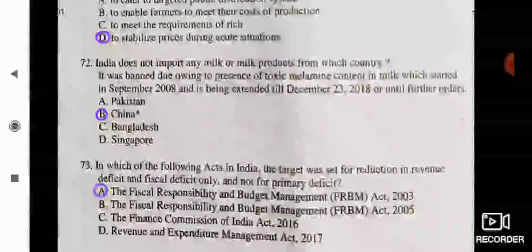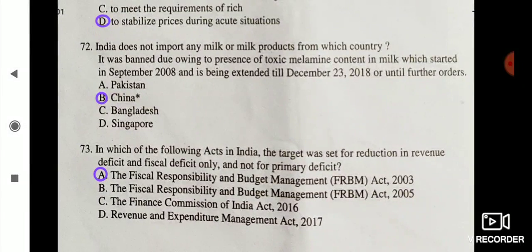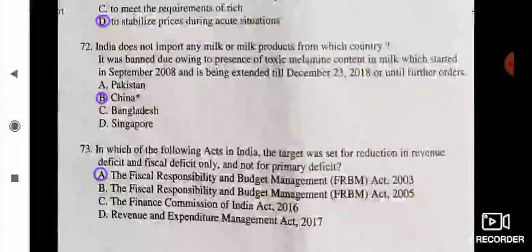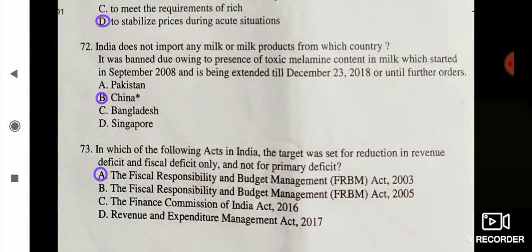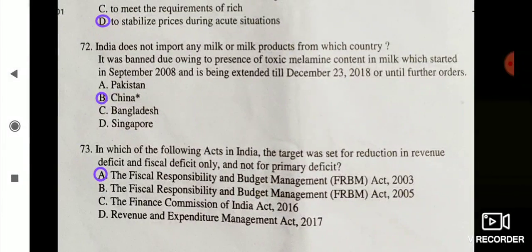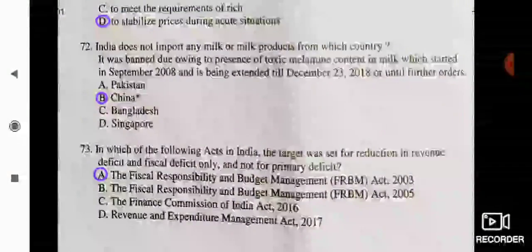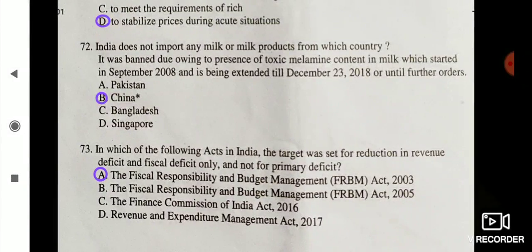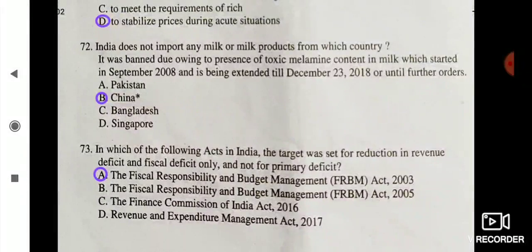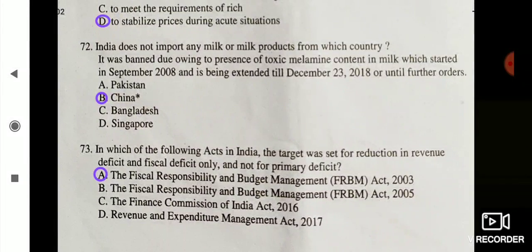Then next, in which of the following acts in India the target was set for reduction in revenue deficit and fiscal deficit only and not for primary deficit? And given options are the FRBM Act 2003, FRBM Act 2005, the Finance Commission of India Act 2016, Revenue and Expenditure Management Act 2017. And here the correct answer is the FRBM Act 2003. Here the target was set for reduction in revenue deficit and fiscal deficit only and not for primary deficit. So here the correct answer is option A.